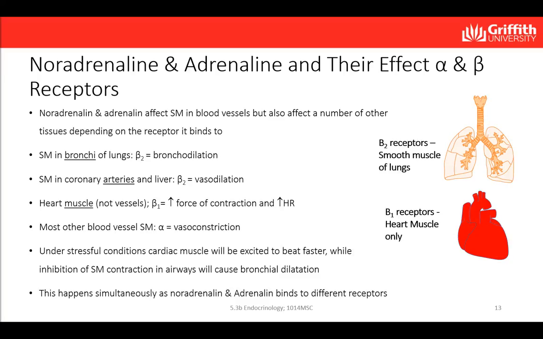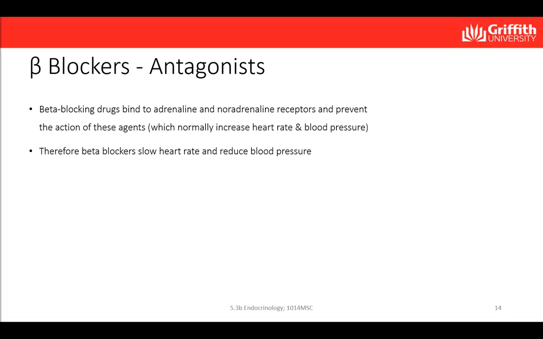Under stressful conditions, such as the fight or flight response, the cardiac muscle will be excited to beat faster, while the small muscles of the airways and the coronary arteries are dilated. All of this happens as adrenaline and noradrenaline bind to different adrenergic receptors simultaneously. Beta blockers are a class of drugs that bind to the adrenergic receptors and prevent the action of adrenaline and noradrenaline. Beta blockers are widely used to slow the heart rate and reduce blood pressure.